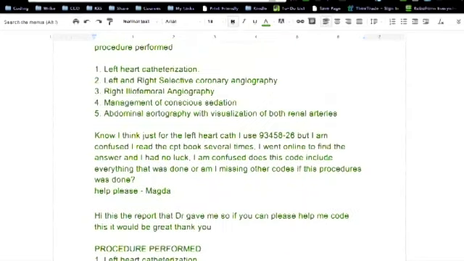But she was confused. I read the CPT book several times. I went online to find the answer, and I had no luck. I'm confused. Does this code include everything that was done, or am I missing other codes that this procedure was done? So she says, please help, and I think her name is Magda.